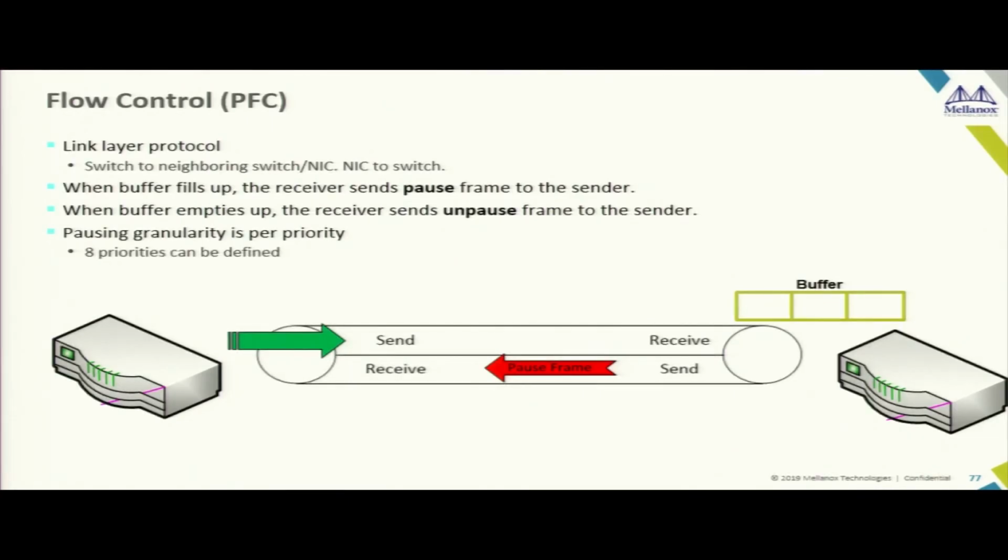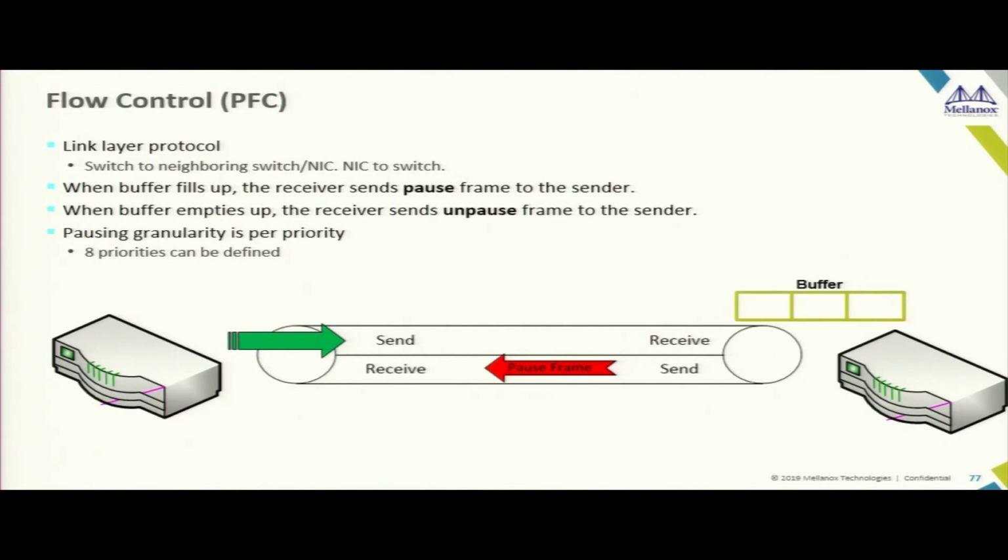That means now you don't do a global pause, you do a flow control mechanism. It's a link layer protocol, from a switch to a neighboring switch or a NIC to a switch. When there is congestion, the buffer is going to fill up. Then the receiver sends a pause frame to the sender. And when the buffer empties, the receiver sends the unpause frame to the sender.